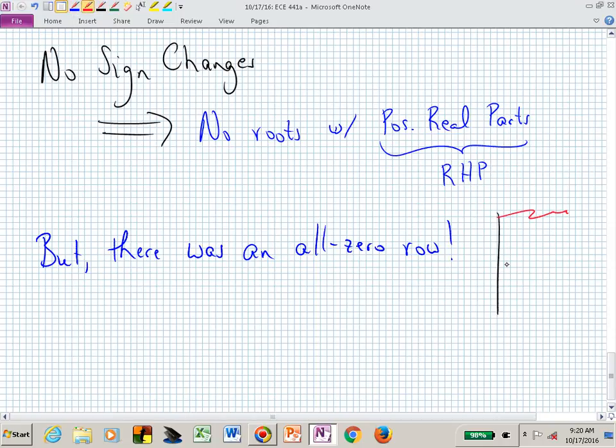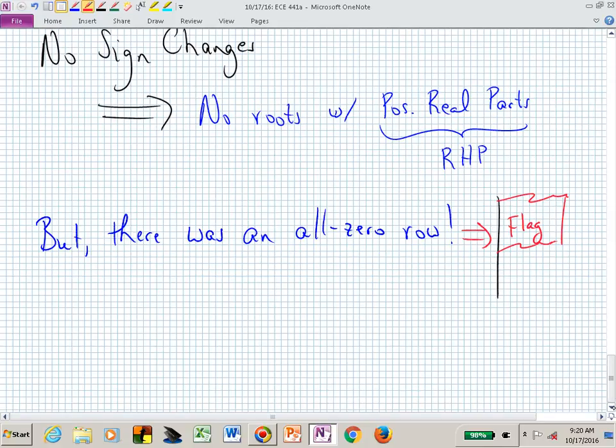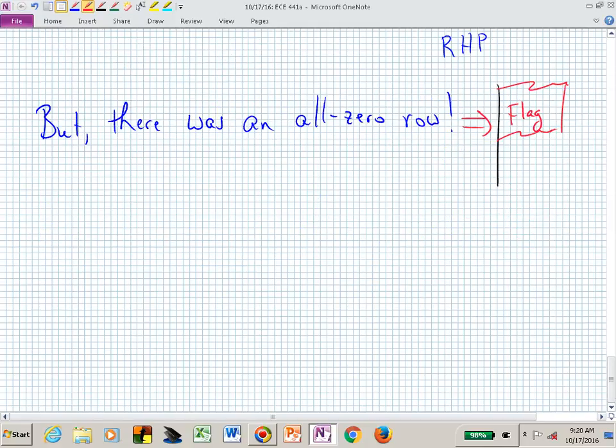And I don't care what color your flag is, but you need to make sure that that now raises a flag. Okay? Kind of impressed with my artistic. So now hopefully you'll never forget that there's a flag that just went up when you have this all zero row. Now, what that all zero row tells you is that you have symmetry with respect to the origin of your roots of that polynomial.